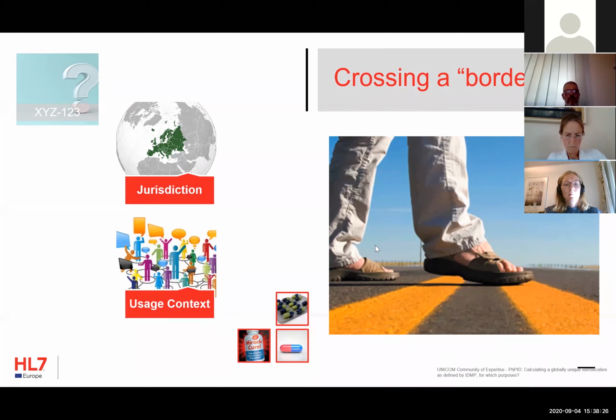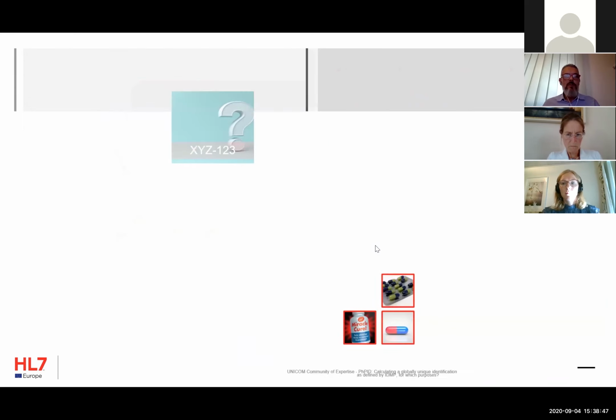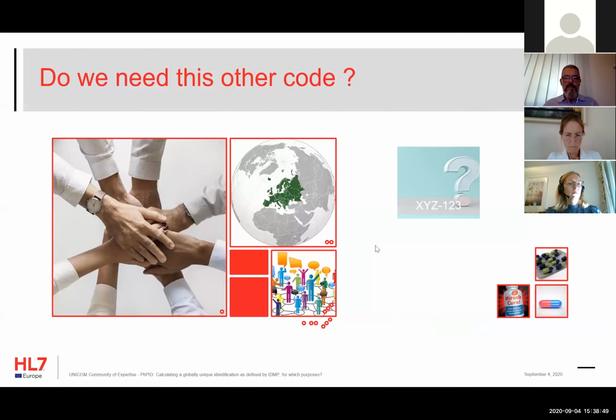So I don't want to bother you about why that local solution is not appropriate. We know that a product code could identify different kinds of things: it could be a packaged product, a cluster of products, or a substance, and it is not certain that that code could be recognized by the receiver. Next slide, please. The problem becomes even more complex if we consider, for example, that the jurisdiction and context of use are cross-border, are combined.